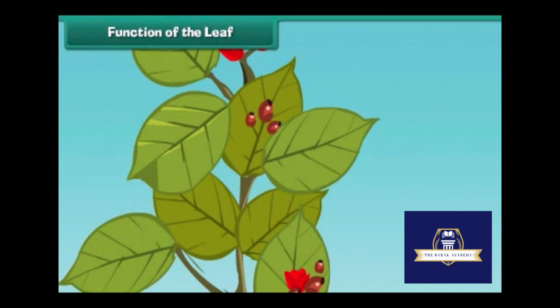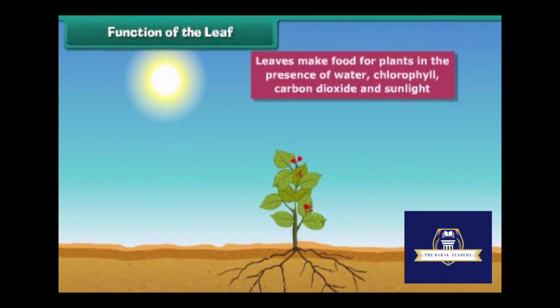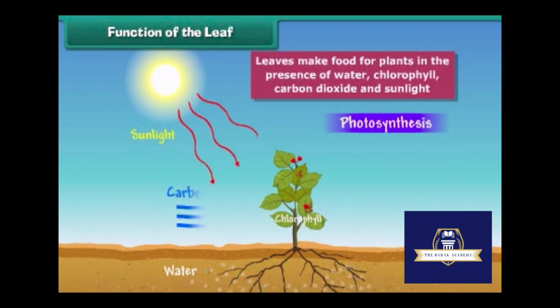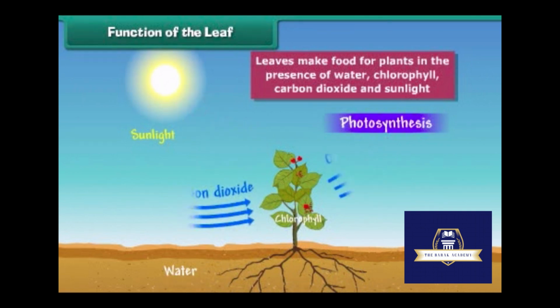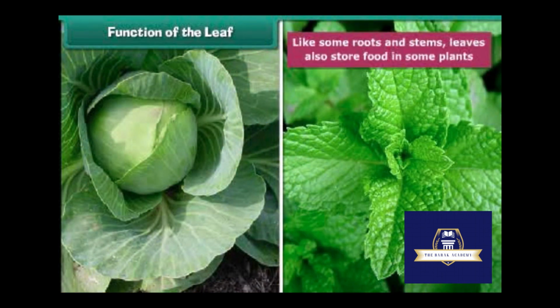Now let's discuss the main functions of a leaf. The main function of a leaf is to make food for the plant. For making the food, they use water, chlorophyll, carbon dioxide, and sunlight. This process of making food is called photosynthesis. In this process, oxygen is released. All living things require oxygen for breathing. Some plants, like cabbage and mint, store food in their leaves. We eat these leaves to get nutrition.